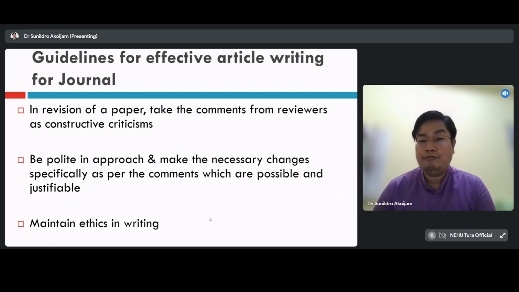Okay, but you have to do it in a very polite manner. You have to do it in a very professional manner. If you do that, then the chances of acceptance after revision will be very high.